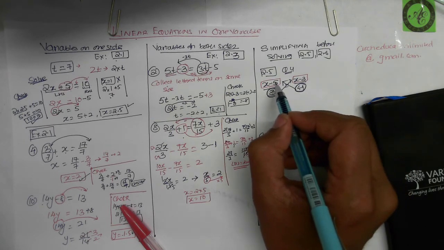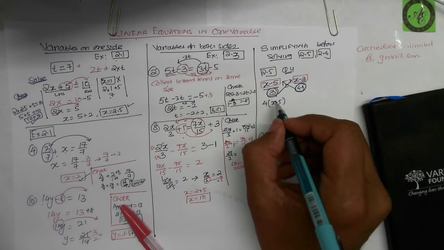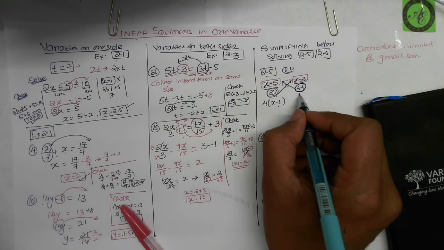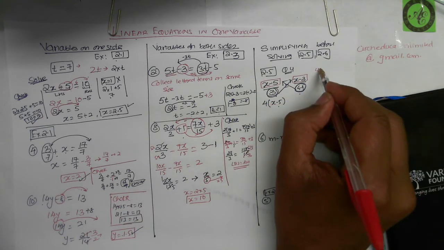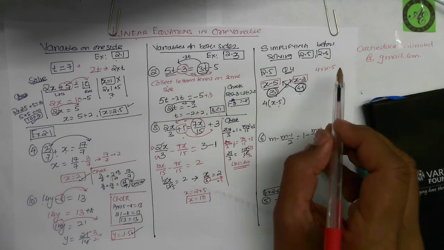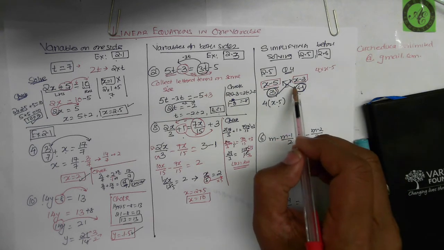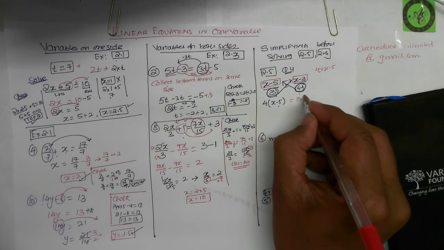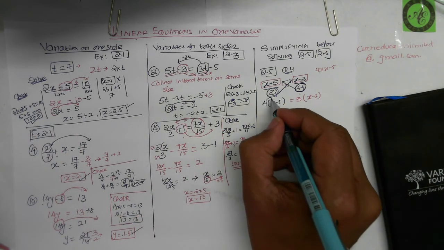So 4 comes here, gets multiplied with x minus 5. Very important: make sure you put the bracket, because 4 needs to be multiplied by everything. I want to show you the mistake people make. If you just write 4 times x minus 5, this actually means 4 is only multiplied with x, when it's got to be multiplied with both of them, is equal to 3 times x minus 3. Open the brackets. You haven't seen this before.